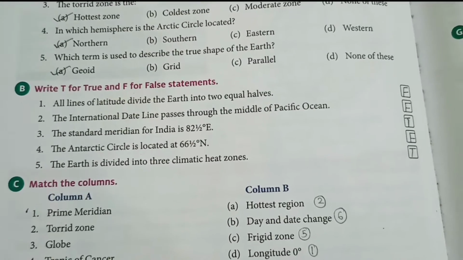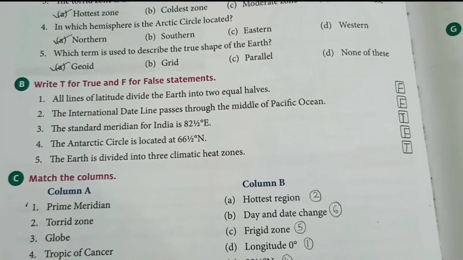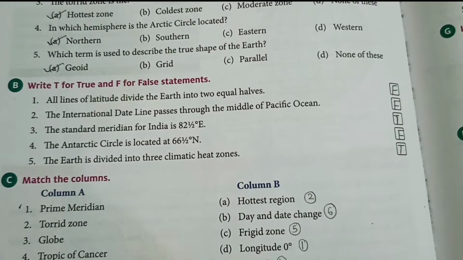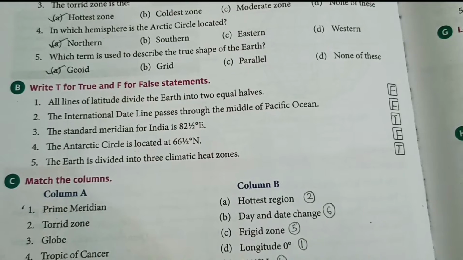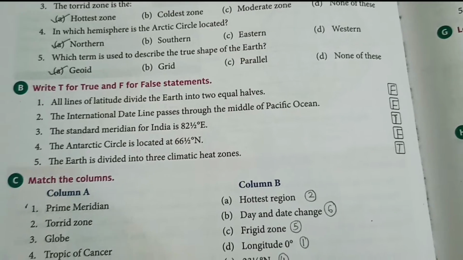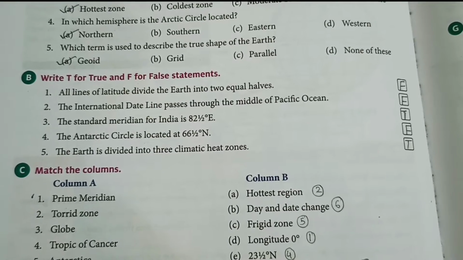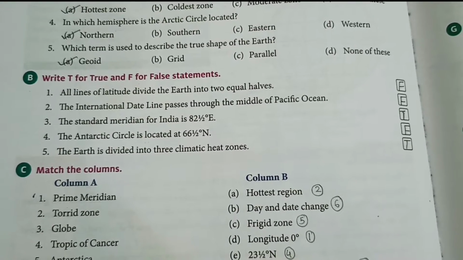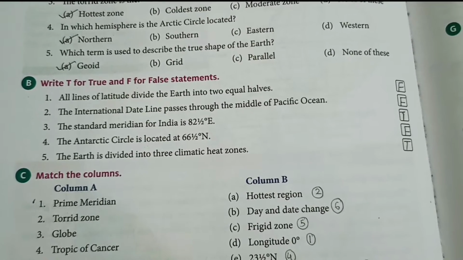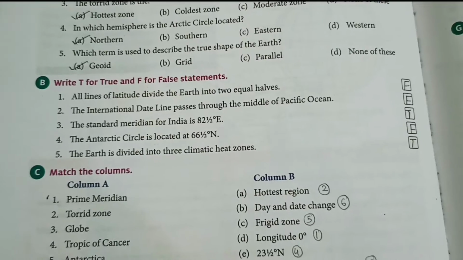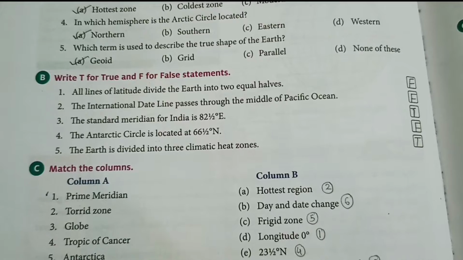Okay, next number B, true or false. T for true and F for false. Number 1, all lines of the latitudes divide the earth into two equal halves. False. Number 2, the international date line passes through the middle of Pacific Ocean. False. Number 3, the standard meridian for India is 82.5 degree east. True. Number 4, the Antarctic Circle is located at 66.5 degree north. False. Number 5, the earth is divided into three climatic heat zones.